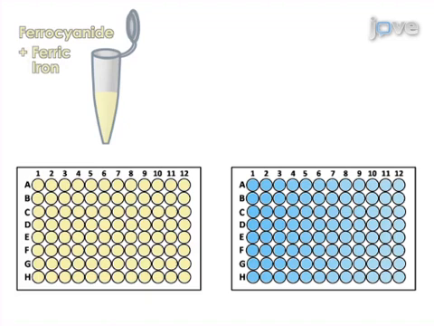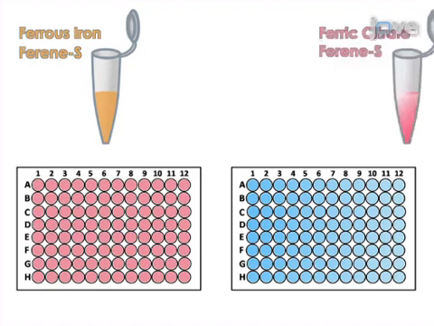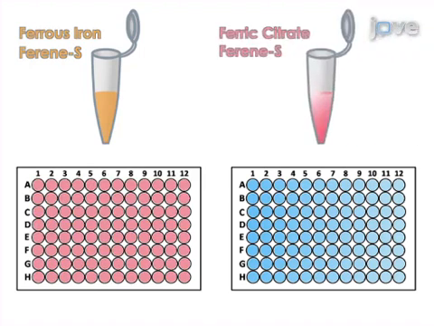iron to form ferrous iron, in order to generate a chromogenic iron 2 ferrozine complex that can be quantified spectrophotometrically. In the second method, whole cells are directly incubated with the iron 2 chelator ferrozine and ferric citrate.